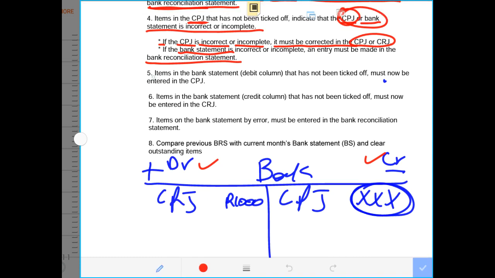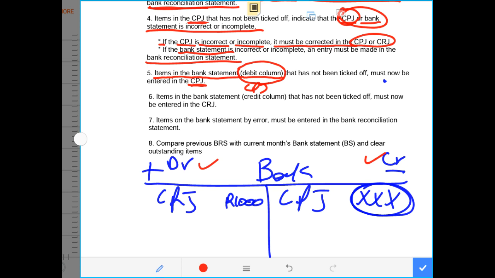Procedure number 5 says items in the bank statement debit column that have not been ticked off must now be entered in the cash payment journal. Meaning, if there are amounts on the debit column of the bank statement, remember the debit column is the cash payment journal, that have not been ticked off, they must be recorded in the cash payment journal unless there is an adjustment stating otherwise.